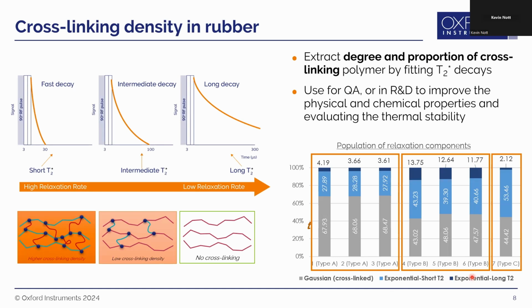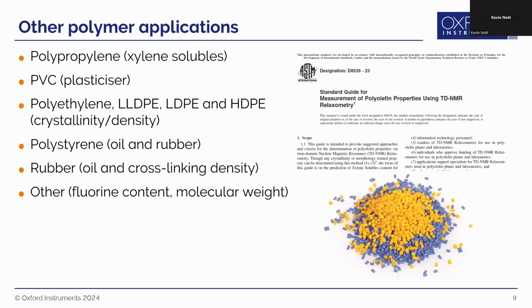An advantage of the relaxometry measurements is that they do not require calibration, although it is often preferred to have another physical, usually mechanical measurement to compare against. In addition to cross-linking density, there are a variety of other parameters which can be calibrated against NMR. And last year, an ASTM guide was published on the use of TD-NMR for measuring polyolefin properties such as xylene solubles or polyethylene density, thus further establishing it as a tool for quality assurance and control.